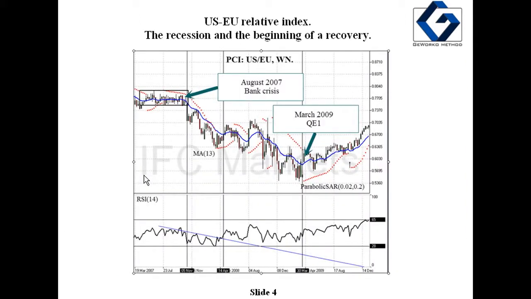This slide represents the daily candle chart of the relative index. This is a personal composite instrument, PCI, expressed as the ratio of the US and European index prices. We define a general trend direction by a 30-day moving average and refine indicators using the parabolic and RSI. You can see that the first signals of the downward breakthrough appeared in August 2007, when the liquidity of large US banks reduced and the Fed started the supporting campaign.